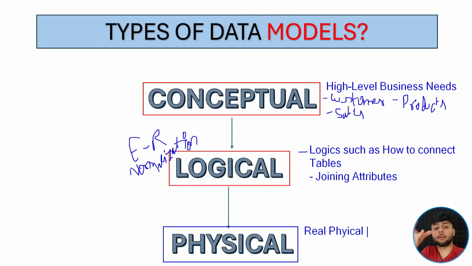Where your logic is moved one step ahead and you actually create the tables with all the logic. So real physical tables, and then constraints such as primary key, this key, that key, constraints, etc. Okay, now let's move back to the logical one.